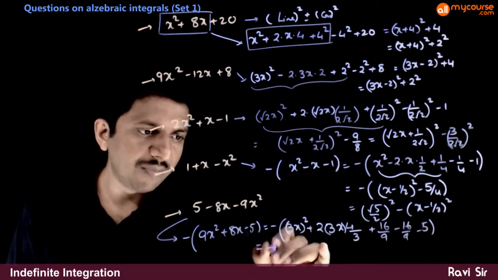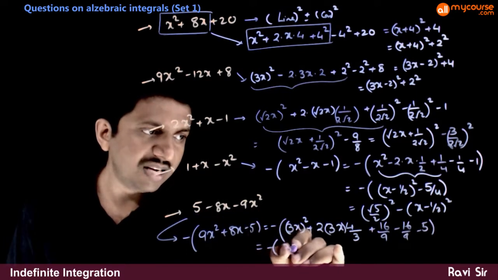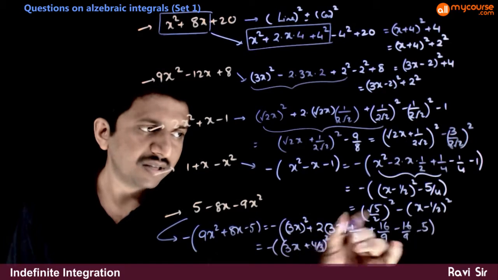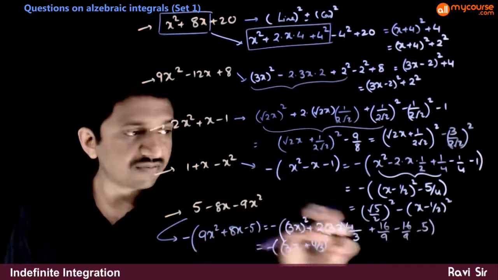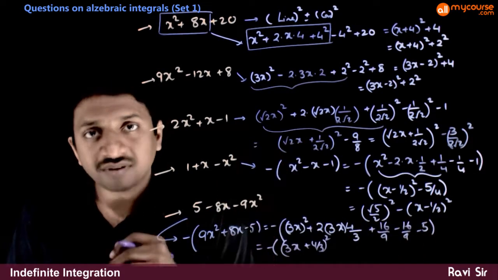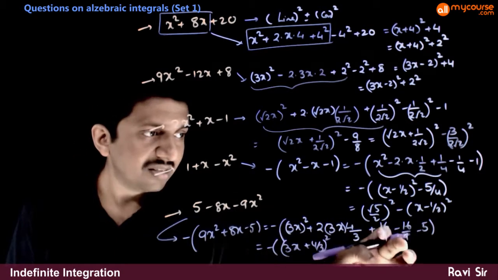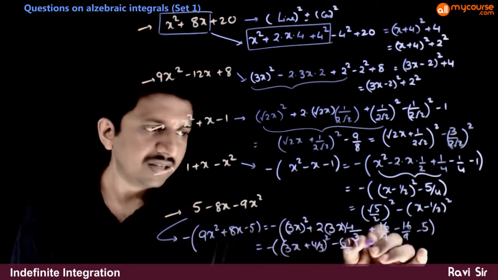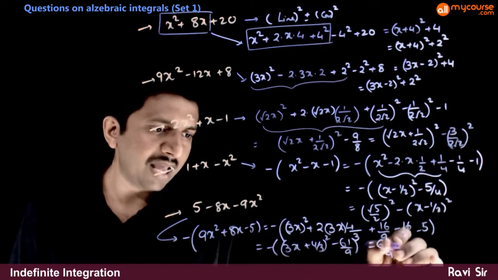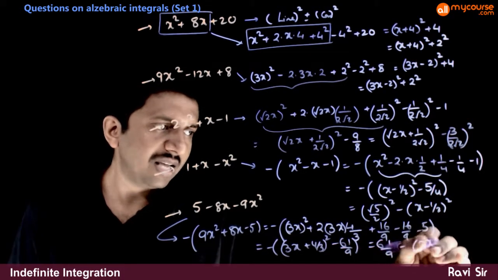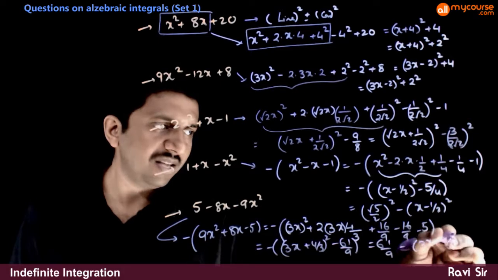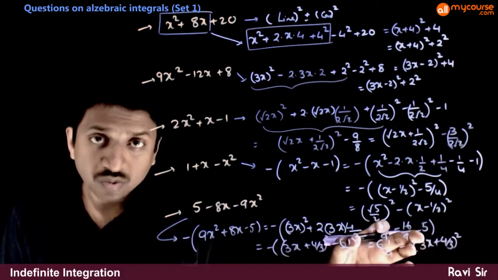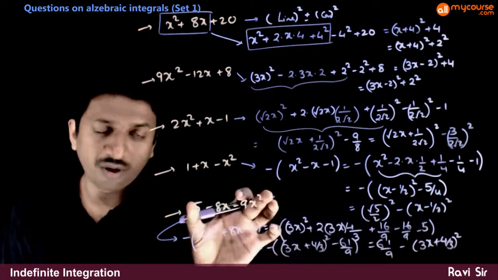So that is equal to minus of 3x plus 4 by 3 whole square minus 16 by 9 minus 5, that is minus 45 minus 16. So minus 61 by 9. That is equal to 61 by 9 minus of 3x plus 4 by 3 whole square. So this is the complete square form of this expression.